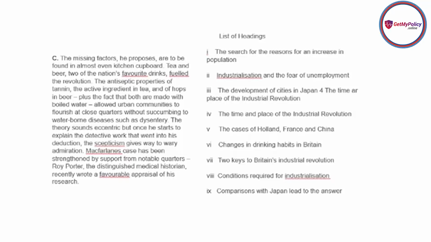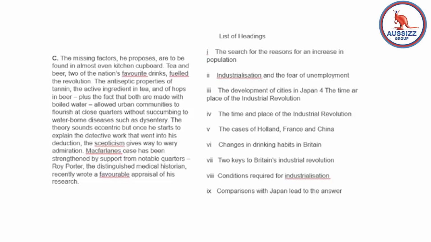Now let's read the next one. The missing factors he proposes are to be found in almost every kitchen cupboard. Tea and beer, two of the nation's favorite drinks, fueled the revolution. Now if you read these lines, automatically you feel that you got your answers.